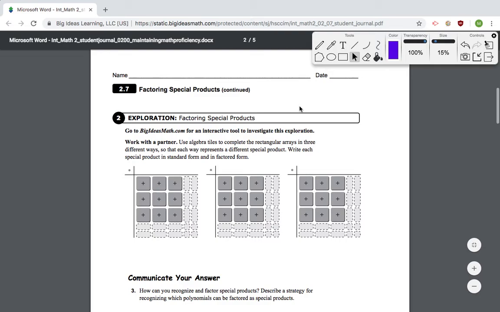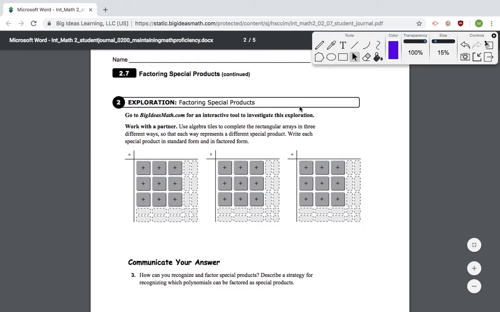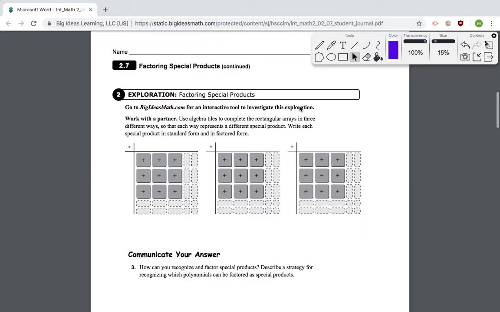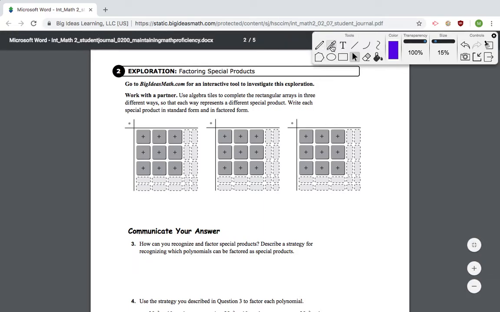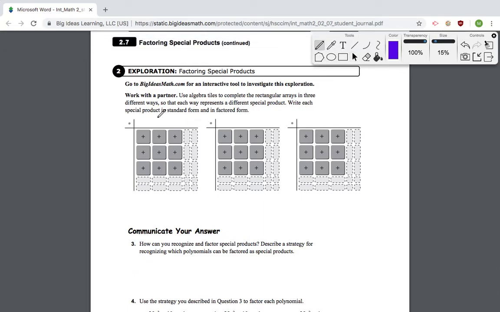Moving on to the next section. Use algebra tiles to complete the rectangular arrays in 3 different ways, so that each way represents a different special product. Write each special product in standard form and in factored form.